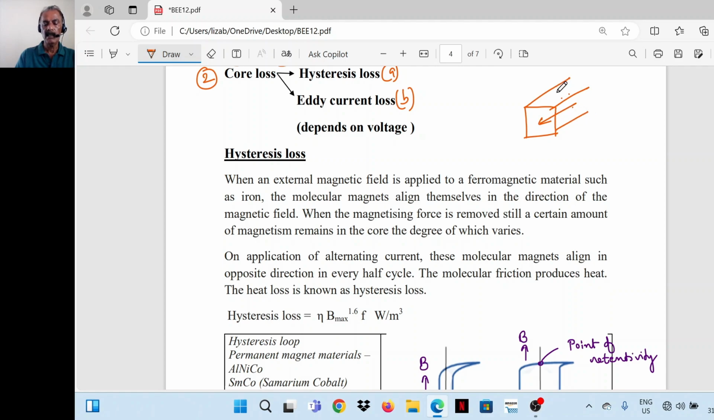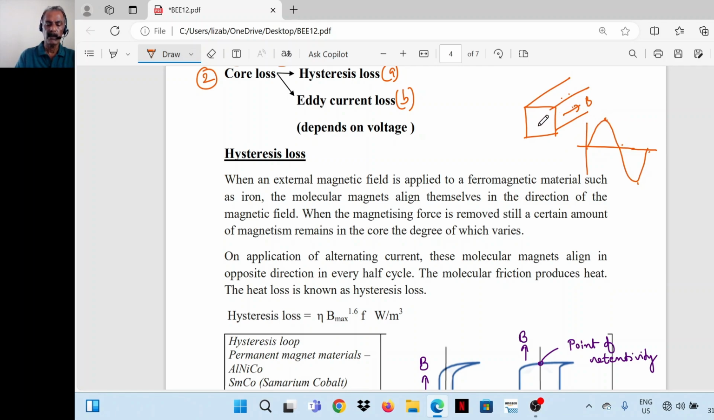When we remove it, it will assume a random position. When the direction of the magnetic field is reversed, the alignment of the molecular magnets also reverses. This happens in every half cycle because of the flux waveform. From zero it goes to a maximum, reduces to zero, goes to negative maximum, and comes back to zero. So the magnetic flux density also varies in a similar way.